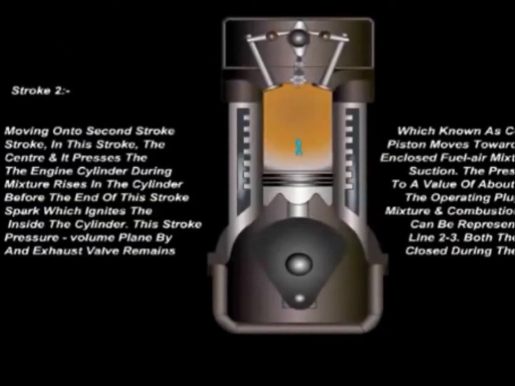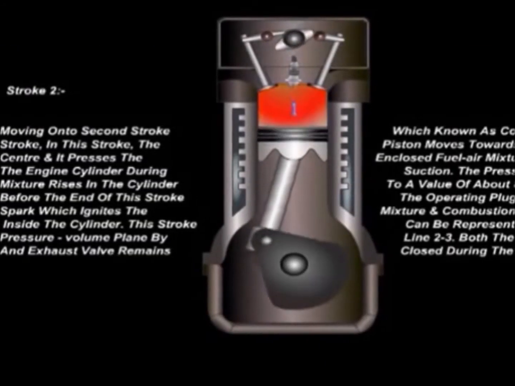The next step is the compression process. In this process, the mixture of fuel and air is compressed by the piston that moves from the bottom dead center to the top dead center. It creates a highly compressed mixture that is ready to be fired by the spark plug. Moving on to the second stroke, which is known as the compression stroke.